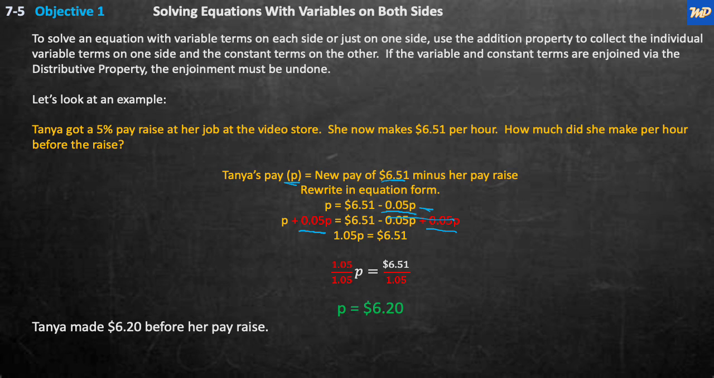Now we have to undo the multiplication, and that's the 1.05 we have to get rid of. To do that, we divide each side. The 1.05P we divide by 1.05, and this side by 1.05. You have to do the same on both sides. When we do that, these two cancel each other out, and we're left with P. And 6.51 divided by 1.05 is 6.20. So Tanya originally earned $6.20 before her pay raise.